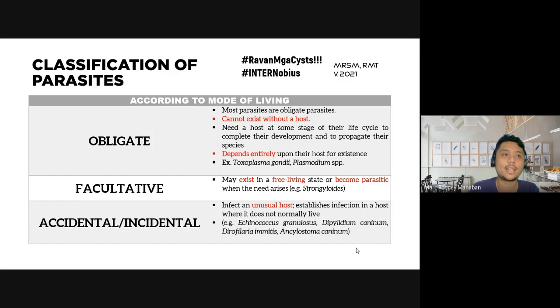For example, the parasites earlier have normal or natural hosts which are dogs, if I'm not mistaken. But because of accidental, unnecessary practices of humans, these parasites can also be transmitted to humans accidentally. When that happens, these parasites are now considered accidental parasites.